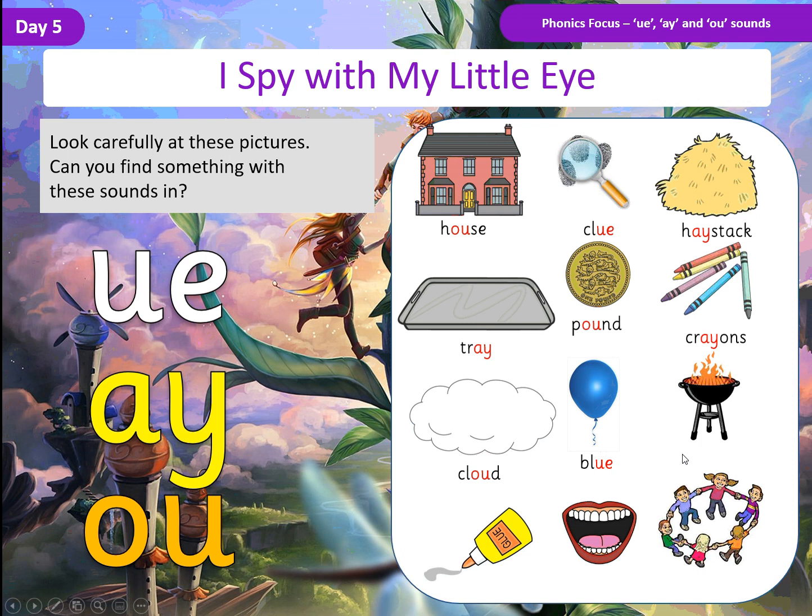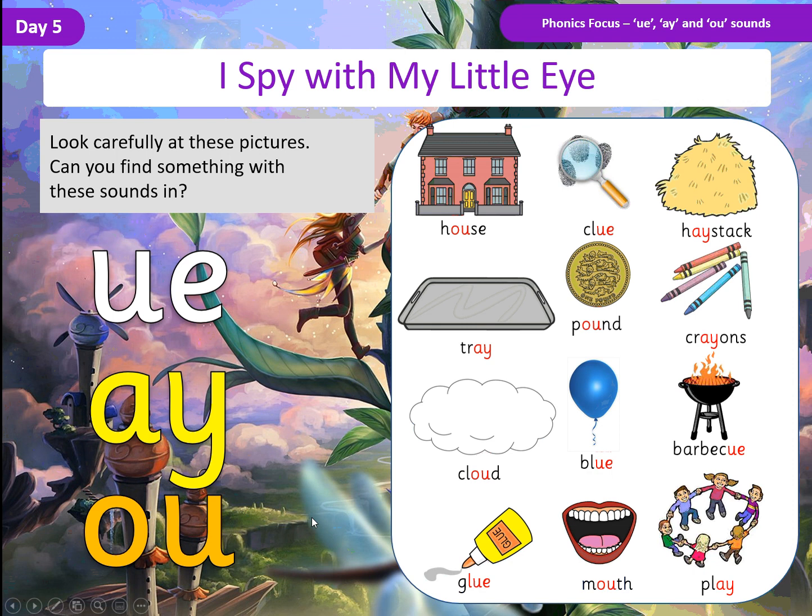Next one, hopefully you've been able to have a few of these. Barbecue. Next one, if you're clever and you turn your head, you can already see what this one is. That's right, it's glue. This one isn't lips, it isn't teeth, it isn't tongue, it's mouth. And this last one is these people are playing in a circle, so it's play. Bet you did brilliant with those, Year 1.